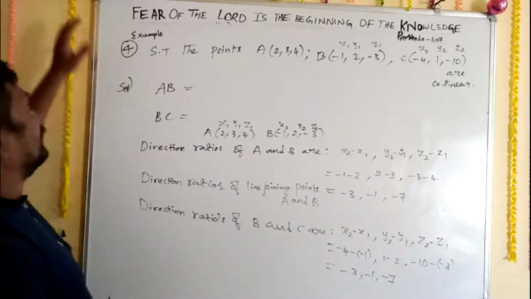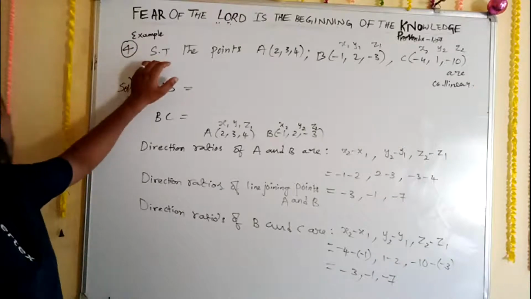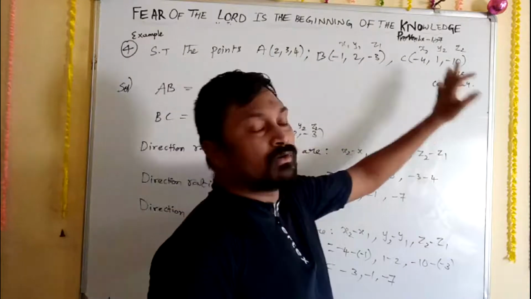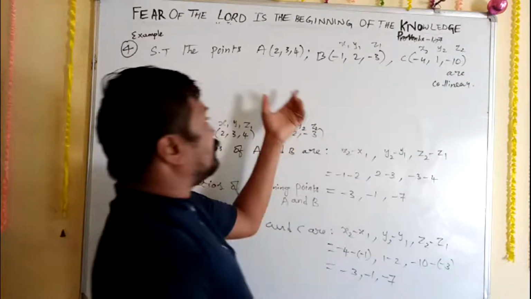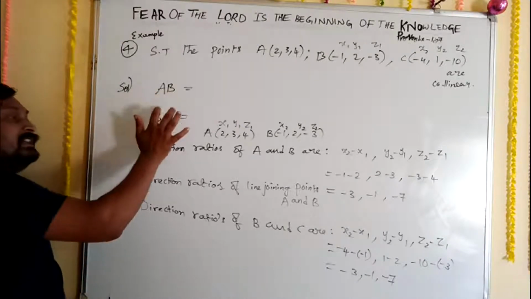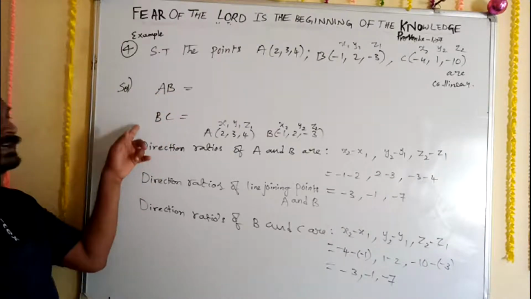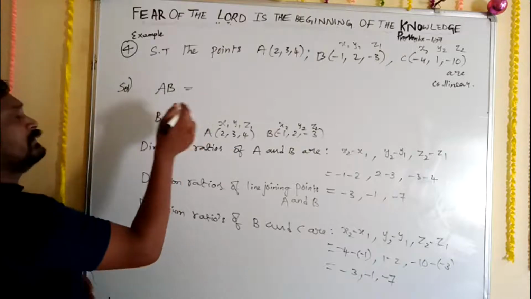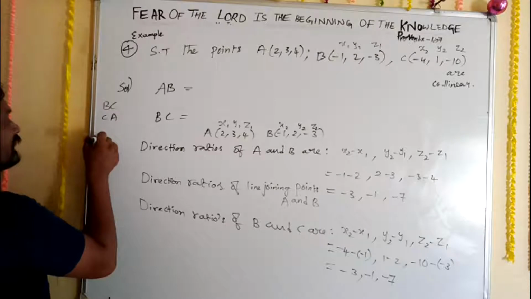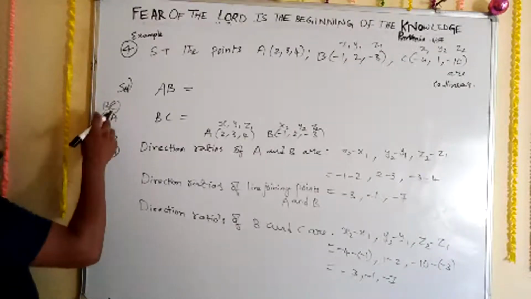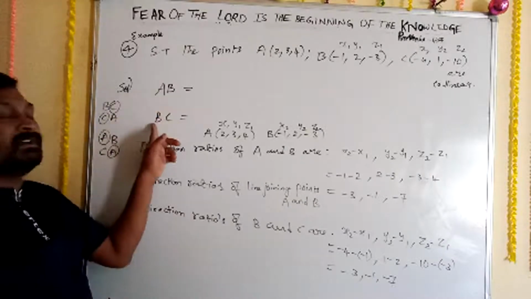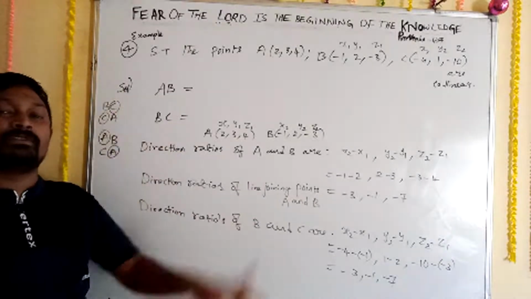Here in the fourth question, show that the points A, B, C are collinear. To show this, you have to find AB and BC. Not only AB and BC, you may also take BC and CA, where the common point is C, A or B. In such a way, you have to take the points.